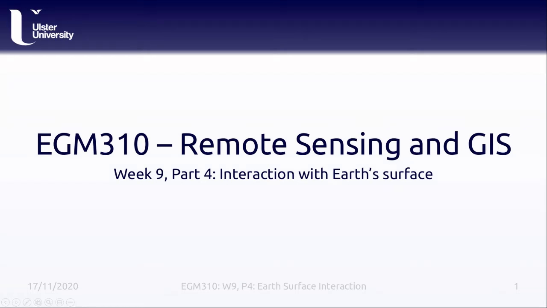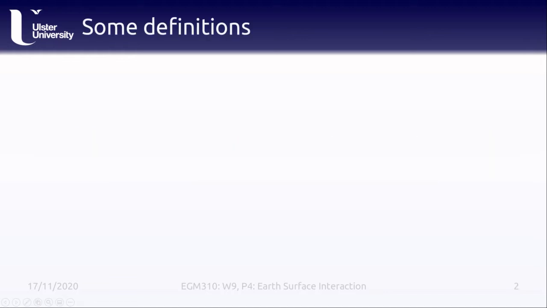Hello and welcome to Week 9, Part 4 of EGM310, Interaction with the Earth's Surface. In this lesson, we'll cover how electromagnetic radiation interacts with the Earth's surface and how that affects what we see with remote sensing. I apologize in advance for the wall of text on this page, but before we keep going, I think it's important to set out some definitions for the ways that objects interact with electromagnetic radiation.